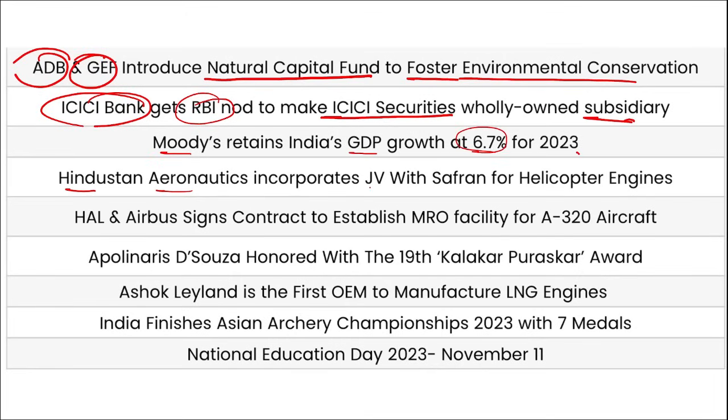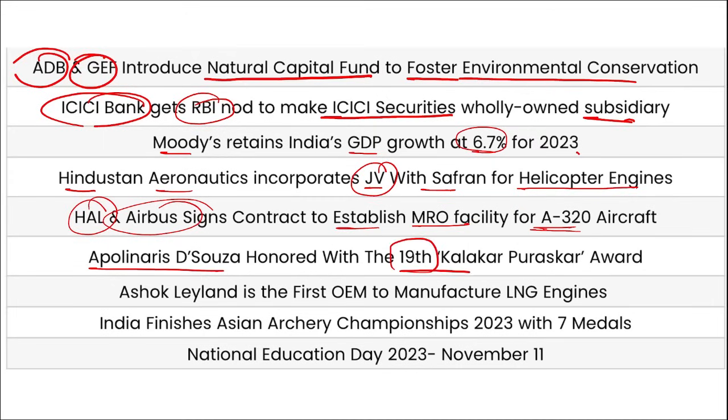Hindustan Aeronautics incorporates a joint venture with Safran for helicopter engines. HAL and Airbus signed a contract to establish an MRO facility for A320 aircraft. Then A. D'Souza was honored with the 19th Kalakar Puraskar Award, for his contribution towards music. And Ashok Leyland is the first OEM manufacturer for LNG engines.